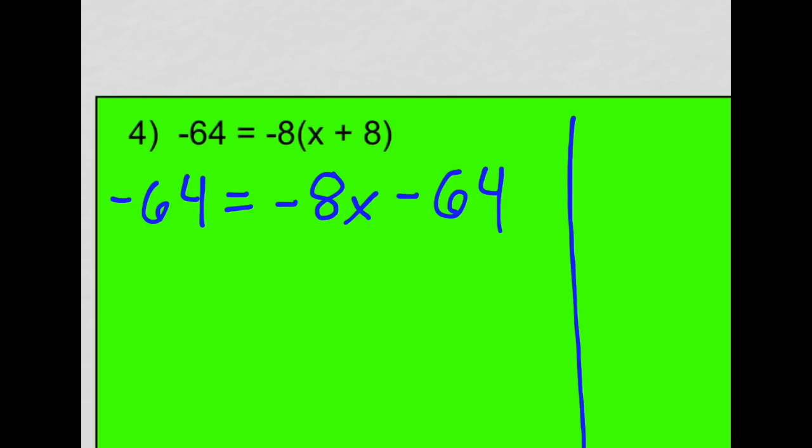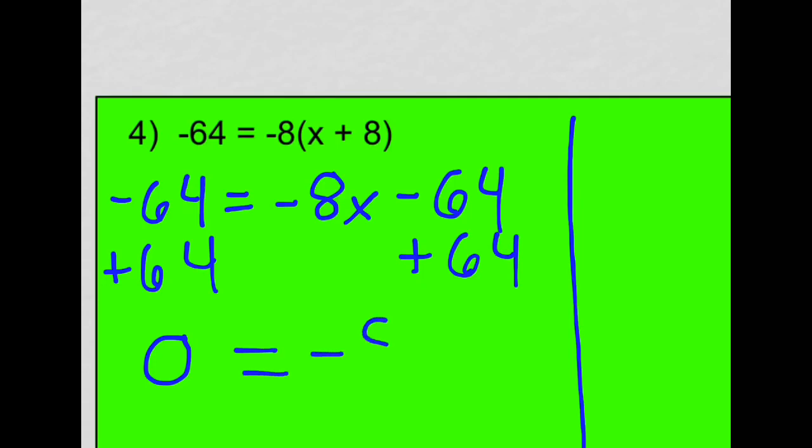And then what I'm going to do to both sides of the equal sign is add 64 to both sides. So I'll add 64 there. Oh, and I was wrong too. You're not going to get very big numbers on this one. And add 64 there. And negative 64 plus 64 is 0 equals negative 8x. And these disappear.